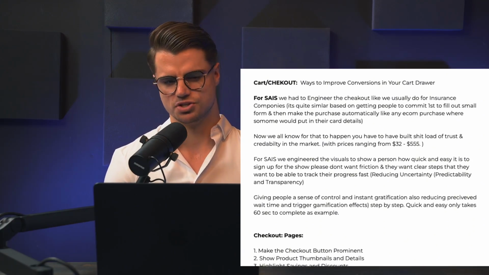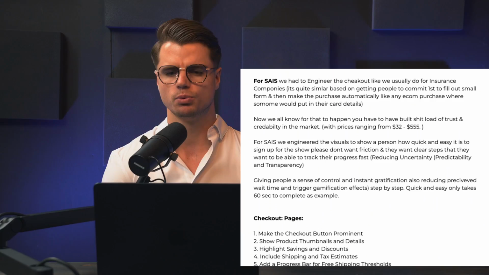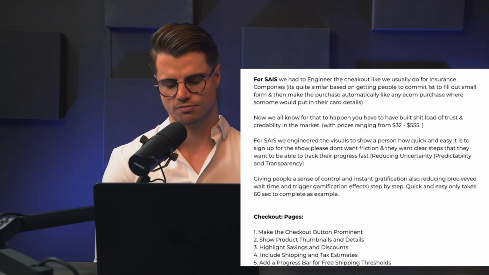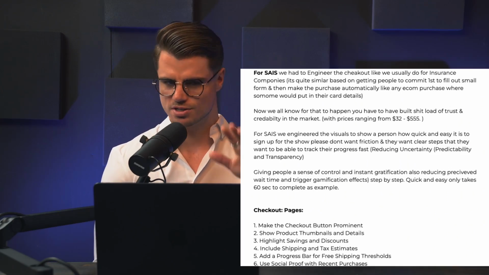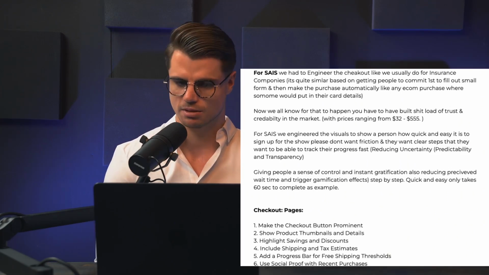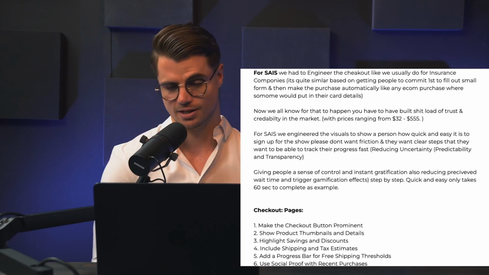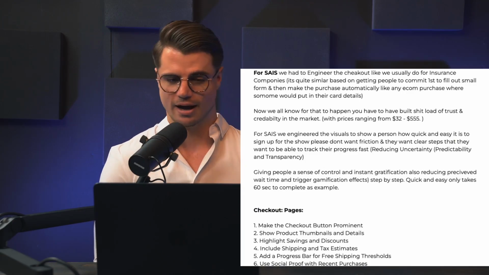So for SA Innovation Summit, we had to engineer the checkout like we would usually do for insurance companies or stuff like that we've recently worked with not too long ago, because you have to understand that when someone lands on there, they just want to see, it's like 1, 2, 3 steps. It's going to take me 60 seconds to do this. Okay, fantastic. I can do this in my lunch break real quick. I have a few minutes.